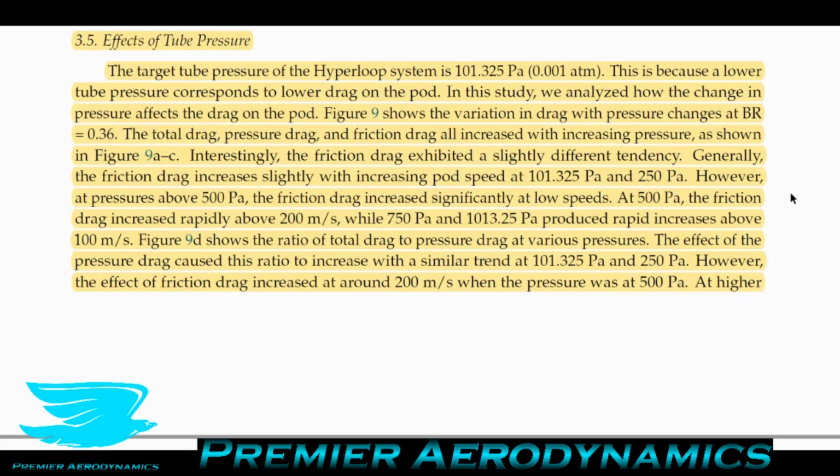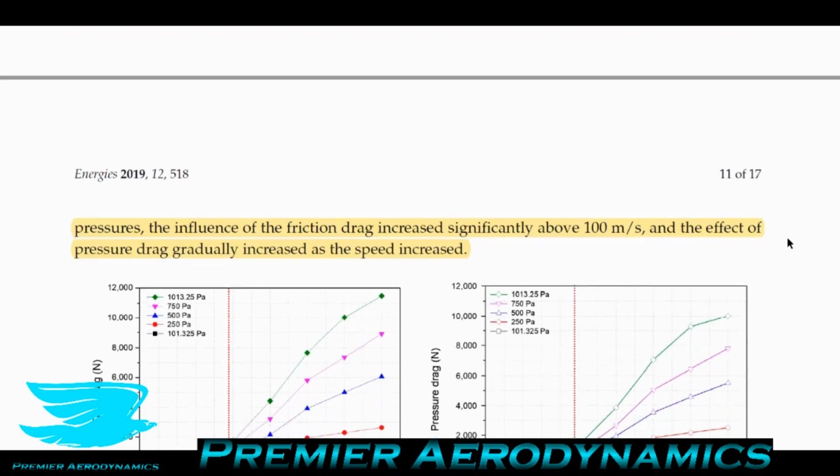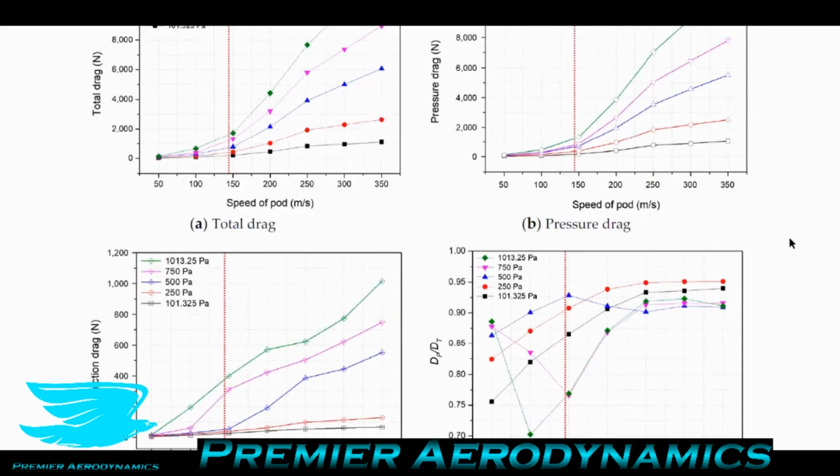However, the effect of the friction drag increased at around 200 meters per second when the pressure was 500 pascals. At higher pressures, the influence of the friction drag increased significantly above 100 meters per second. The effect of pressure drag gradually increased as the speed increases. So just a few things.